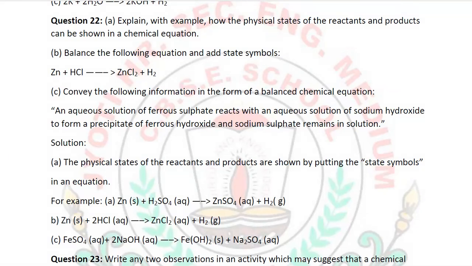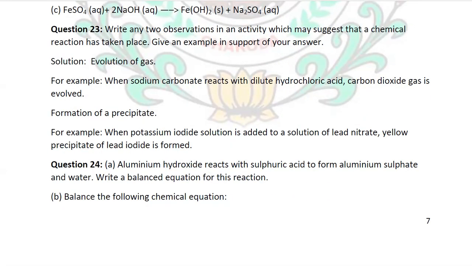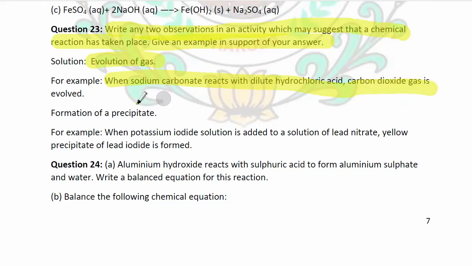Next, moving further, let's see the next question: write any two observations in an activity which may suggest that a chemical reaction has taken place. Give an example in support of your answer. So first, how can we say that a chemical reaction has taken place? The first observation is evolution of gas. If some gas is evolved, then we can say that yes, a chemical reaction has taken place. For example, when sodium carbonate reacts with dilute HCl, carbon dioxide is released.